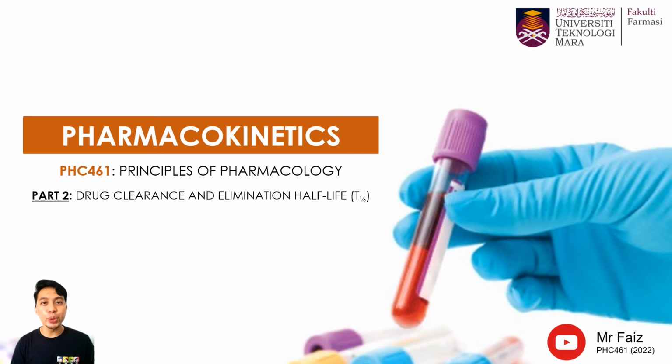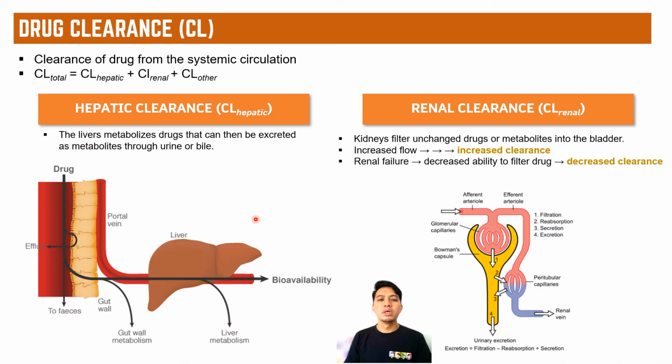In this video, we're going to discuss drug clearance as well as the elimination half-life. The major modes of drug clearance are biotransformation to inactive metabolites by liver enzymes that go through phase 1 and phase 2 metabolism. This process is known as hepatic clearance. Besides that, some drugs can also be excreted via the kidney, known as renal clearance.